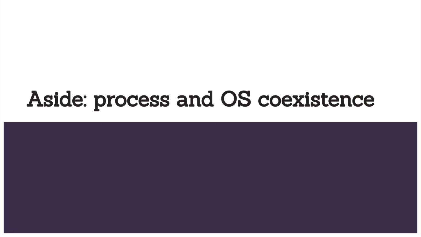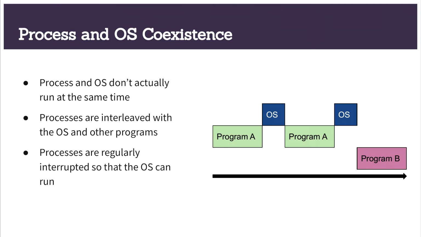Now, I think it's important to take an aside here for a second to explain how an operating system typically coexists with programs. As it's described a lot of the time, operating systems seem to be constantly running. And in a way they are. But in your old personal computer that's got a single CPU core, it can't have multiple processes running at the same time. So it can't have the OS running, and it can't have your application running at the same time.